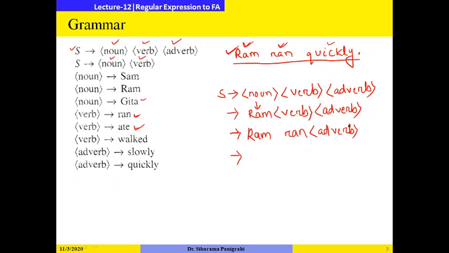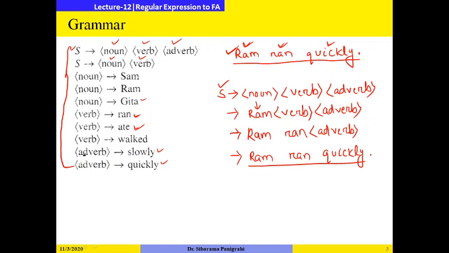Now in place of this adverb I can put either slowly or quickly. In this sentence I require quickly. So in place of adverb I can put quickly. So Ram ran quickly. Here you see I have derived the target string from the start symbol by using the productions of the language. As I am able to derive the target string from the start symbol, I can say that this is a perfect sentence based on the grammar of this language.